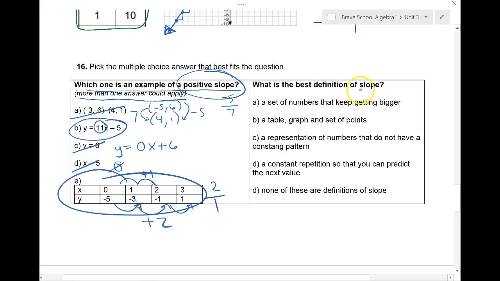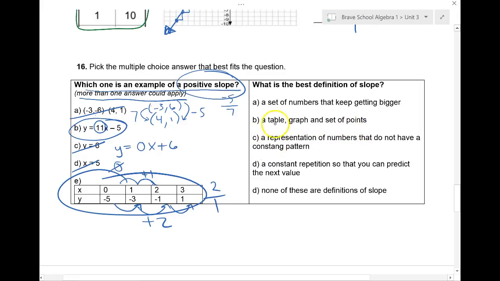What is the best definition of slope? So let's look at each one individually. A set of numbers that keeps getting bigger. A table, graph, and set of points. Okay, well, a set of numbers that keeps getting bigger, that doesn't really tell us about slope, because slope can get smaller too. A table, graph, and set of points. Well, that doesn't really tell us anything about slope either.